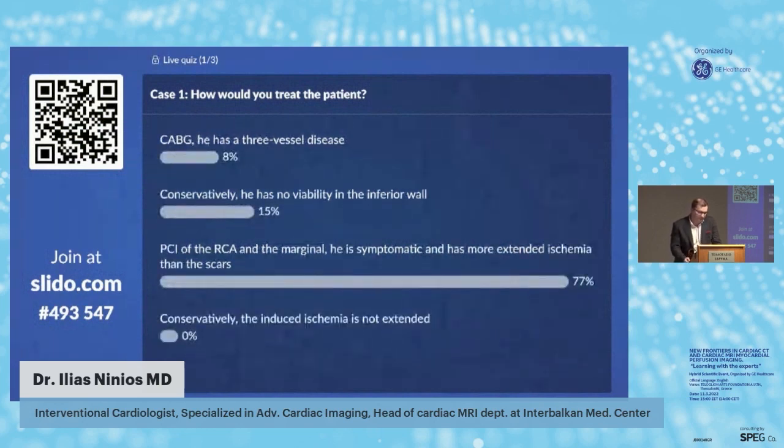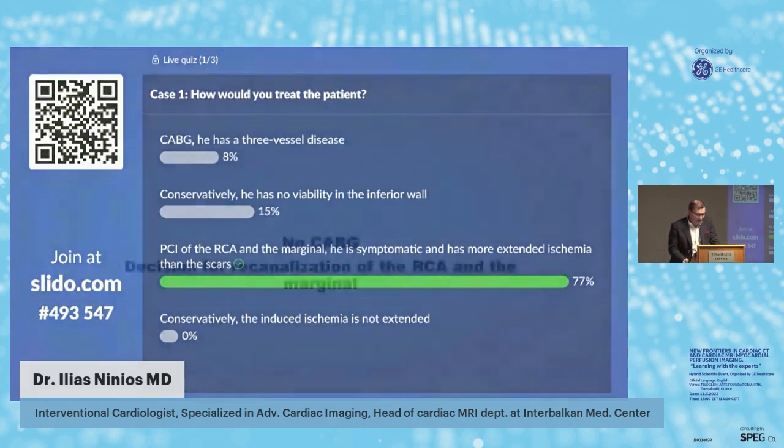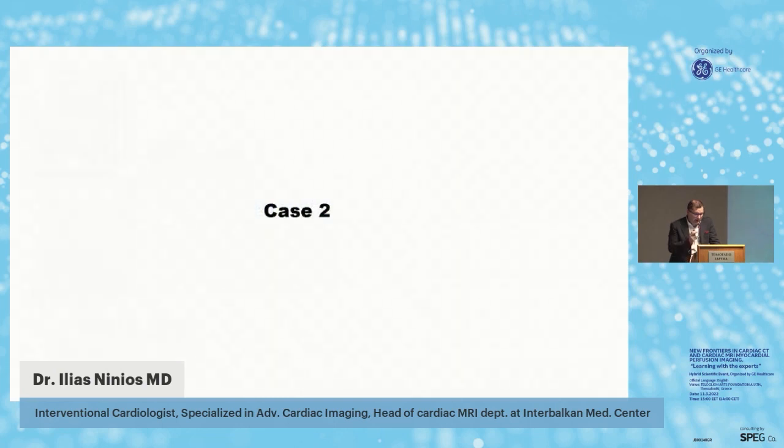Okay. So we have the answers. Yes, fantastic. We see that we should perform a PCI of the marginal and the right because the patient is symptomatic and the extent of the ischemia is more than his scars. Let's go to the second case.